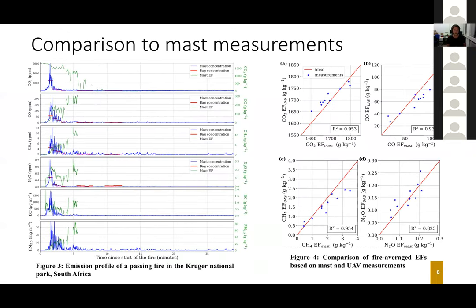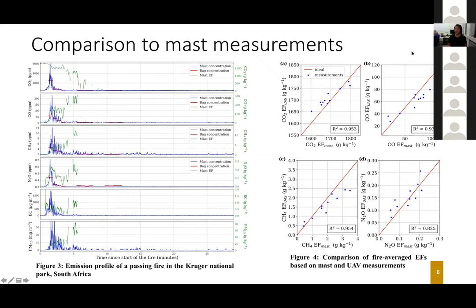So on the left side, you see a time profile, basically. And then you see that when the fire front passes, you see a sharp peak of predominantly carbon dioxide and black carbon, for instance. And the further the fire front passes, the more we get into the residual smoldering combustion, which is dominated by carbon monoxide and methane, as well as PM2.5.